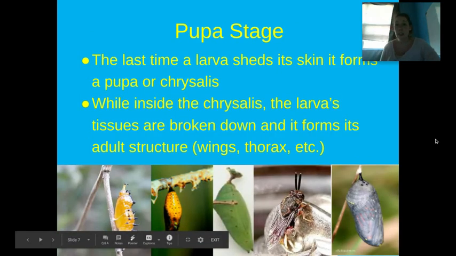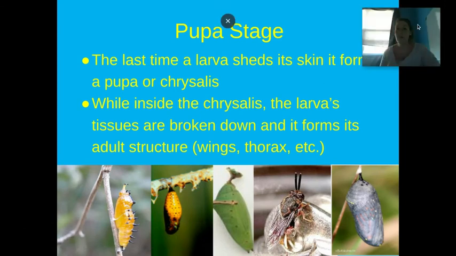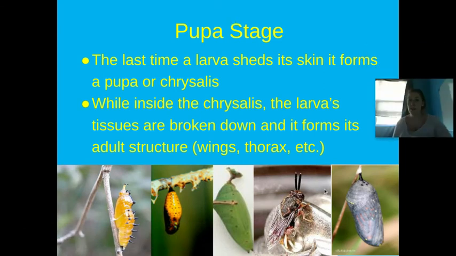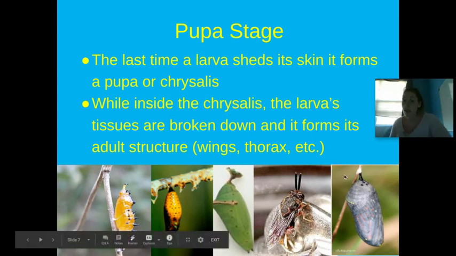All right. So in the pupa stage, the last time a larva sheds its skin is to form its pupa or its chrysalis. As you guys know it, it's cocooning. While inside the chrysalis, the larva's tissues are broken down and it forms its adult structure. So it's going to form its wings and its thorax, which is kind of like its abdomen, antennae, etc., which are all going to start forming while it's inside of there.